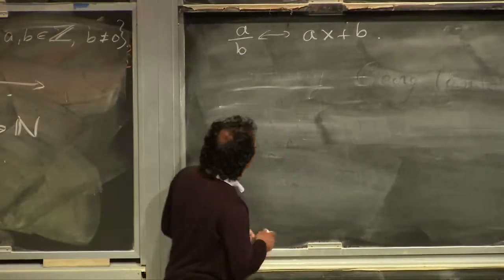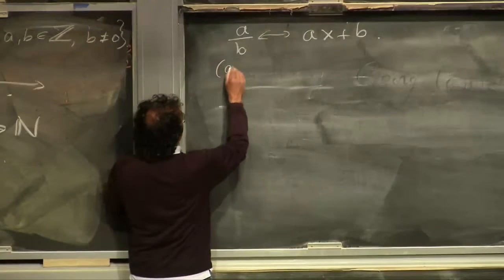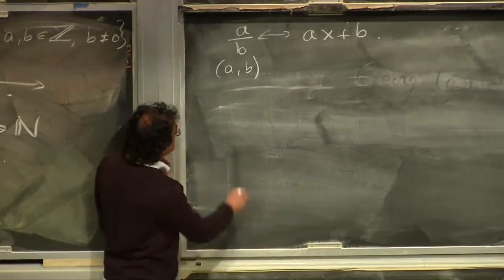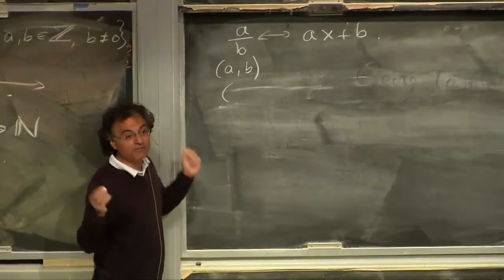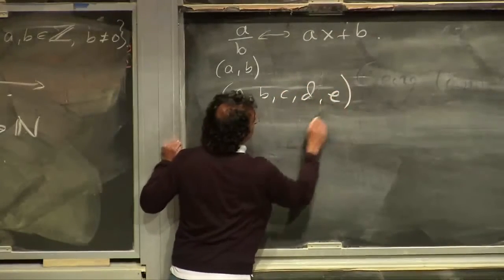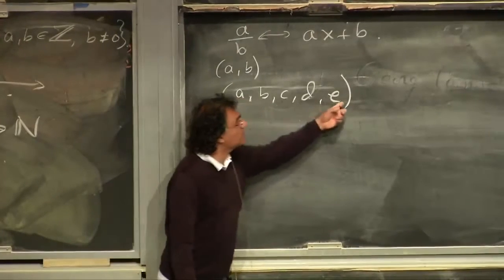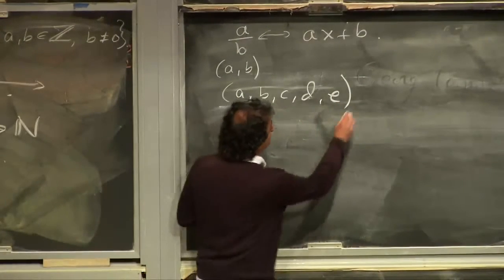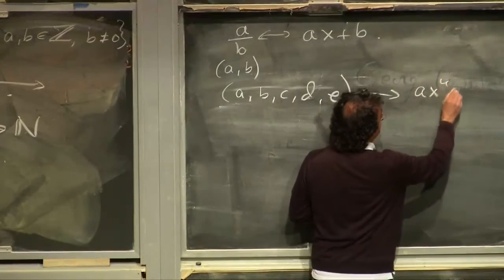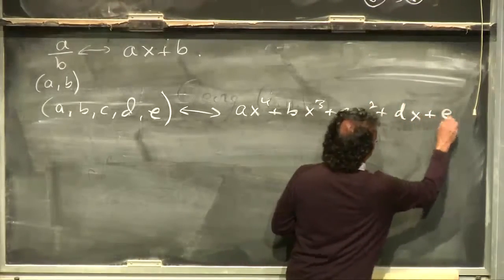So a over b, we could think of this as a comma b. That's another way to look at this, right? And now we could just look at every possible finite sequence. So a sequence of the form a, b, c, d, e, arbitrarily long such sequences where these are integers, right? This would correspond to a polynomial of degree 4, ax to the 4 plus bx cubed plus cx squared plus dx plus e.